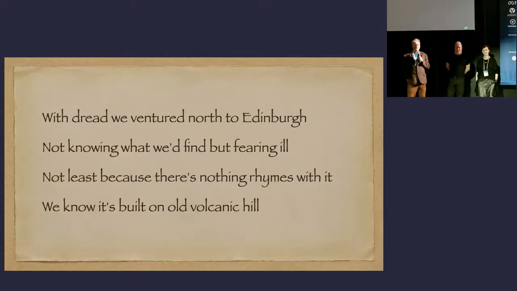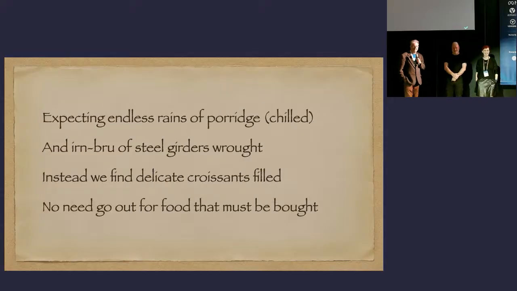With dread we ventured north to Edinburgh, not knowing what we'd find, but fearing ill. Not least because there's nothing rhymes with it. We know it's built on old volcanic hill. Expecting endless rains of porridge chilled, and iron brew of steel girders wrought. Instead we find delicate croissant filled. No need to go out for food that must be bought.